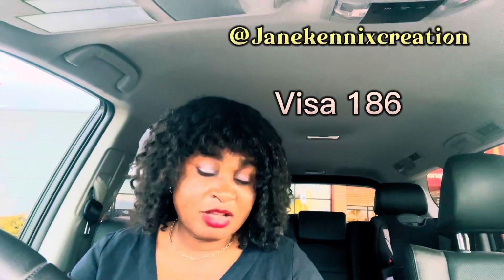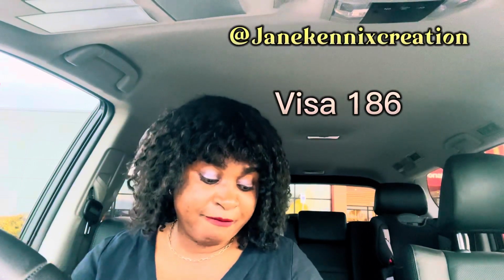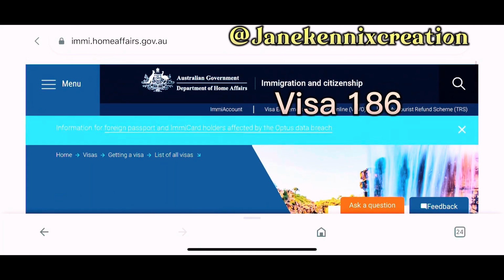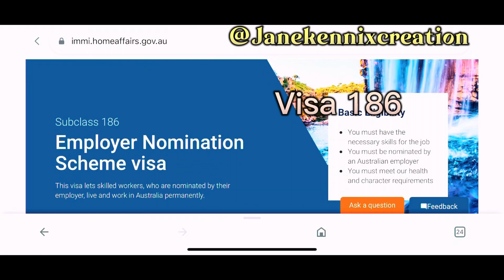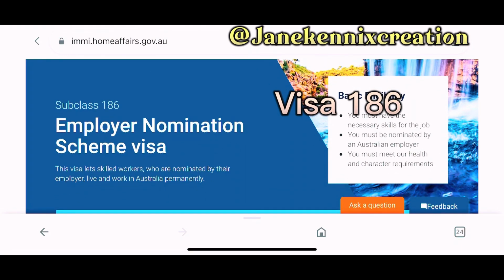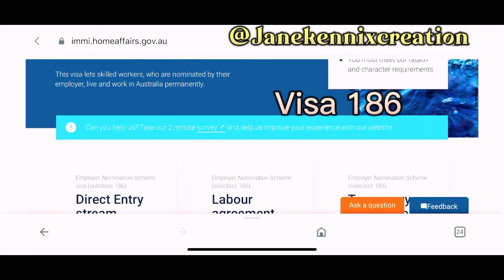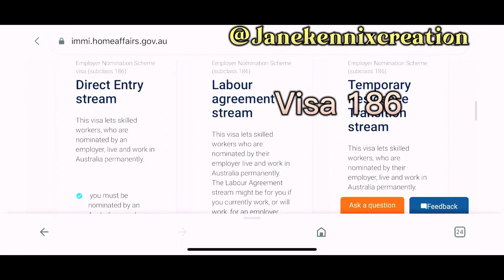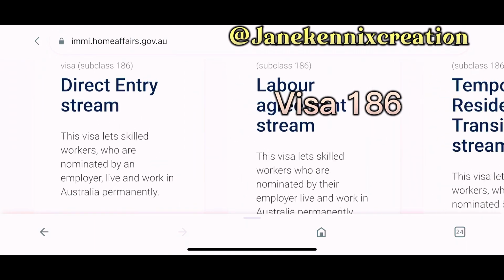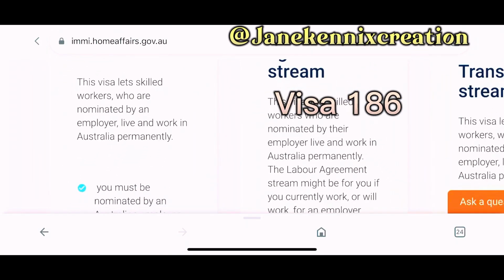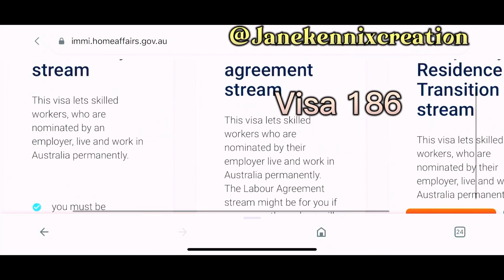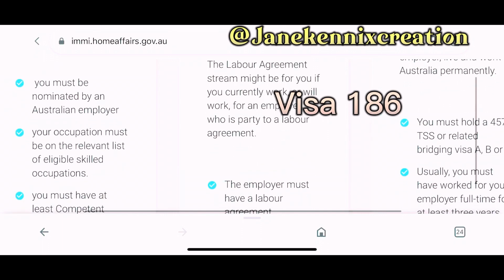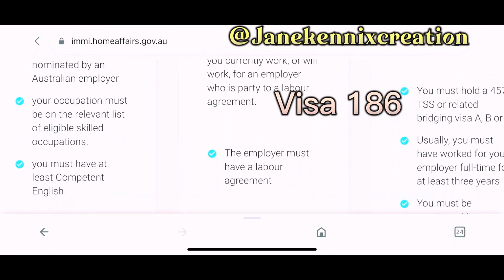Okay, the cost of this visa is still 4,240. Visa 186 is a permanent visa. It has 3 streams, okay? But the streams you'll be looking at are the first and second streams, that is the direct entry stream and the labor agreement stream. The third stream is for people that are already in Australia and have another visa. But the first and second streams, the direct entry stream and the labor agreement stream, are for offshore.